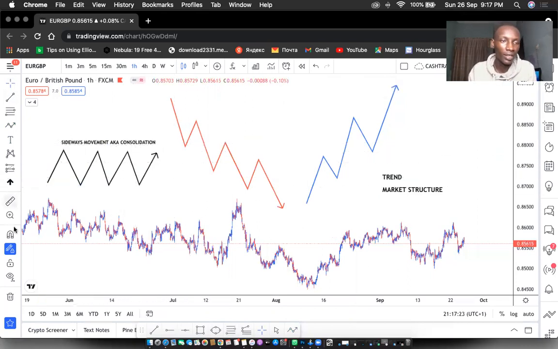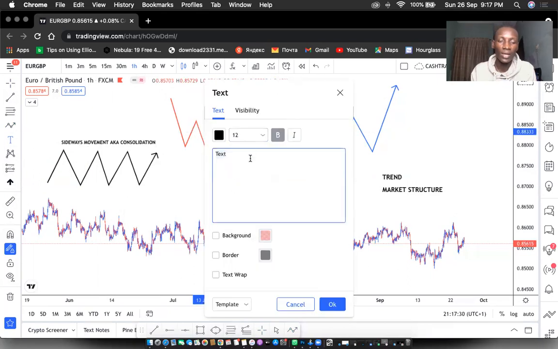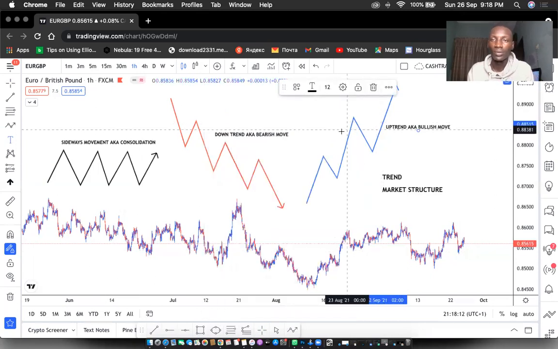Okay. Now, this red one is what we know as downtrend, which is pretty bearish. Very smooth. Okay. Now this right here is called what? Uptrend. AKA bullish. Bullish move. Exactly.